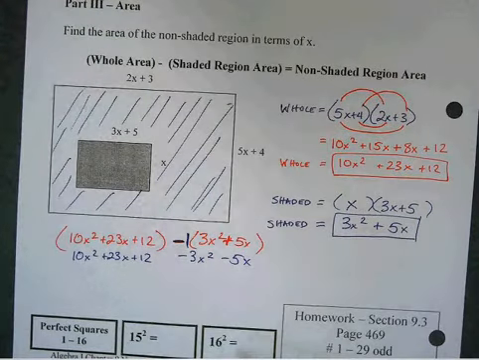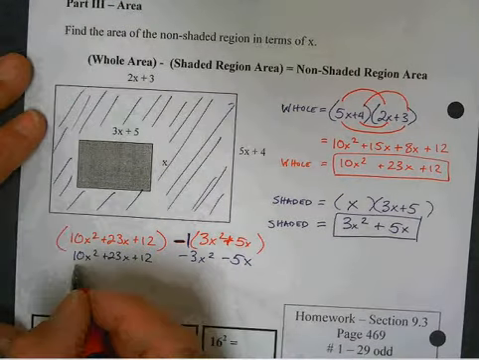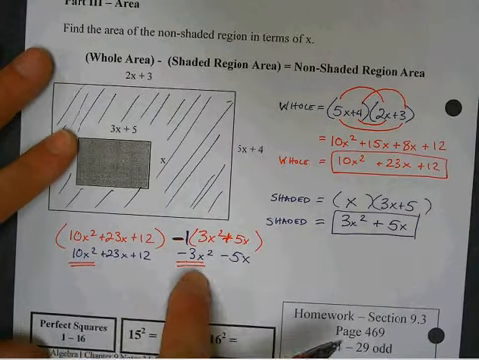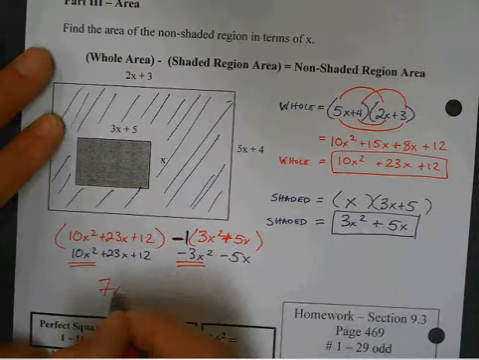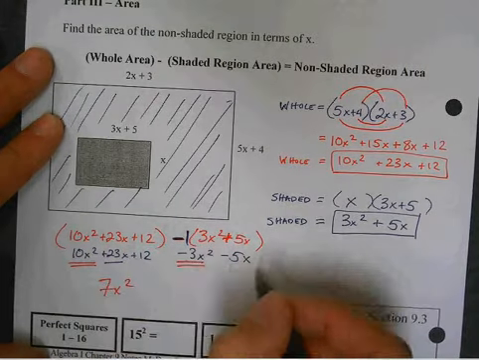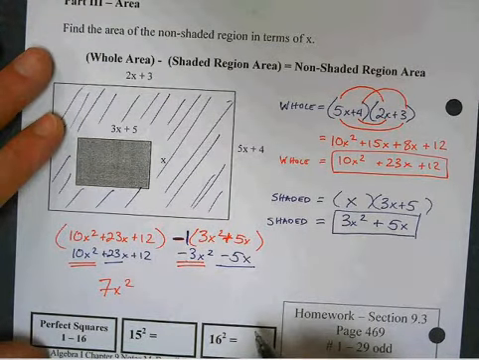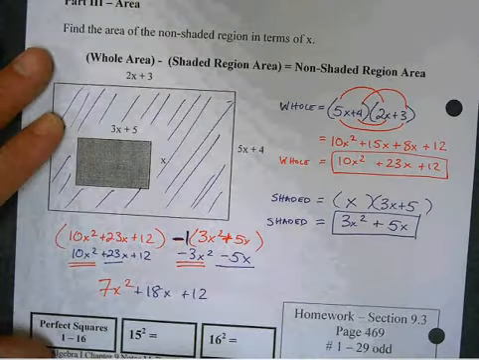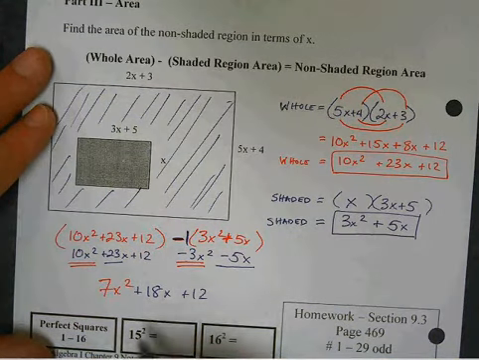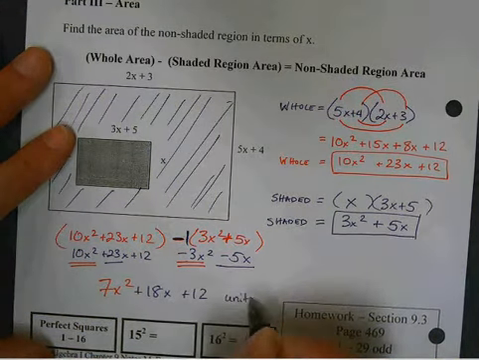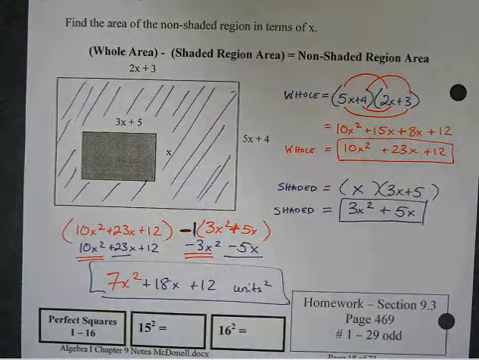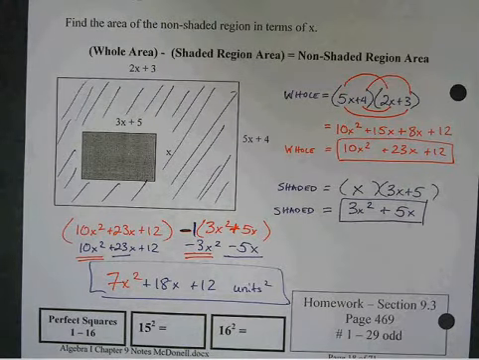Now, Ryan, your next step: like terms. Here's 10x squared, negative 3x squared. Ryan, what does that give us? 10x squared minus 3x squared. 7x squared. All right? 23x, negative 5x. Somebody else? Ryan? 18x plus 12. So, the area of the non-shaded region is this many units squared. Boom. I don't know what it is because I don't know the value of x, but that's how you're going to go about doing it.